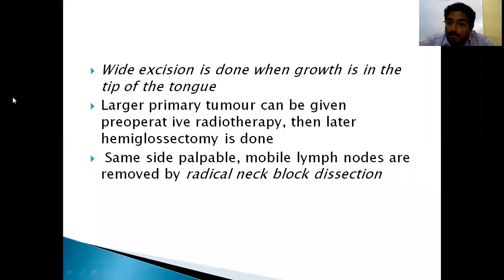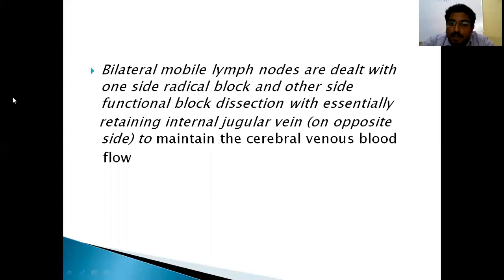Then if there are same side palpable lymph nodes, go for modified radical neck dissection. And with bilateral mobile lymph nodes, on the same side we will go for modified radical neck dissection, and on the contralateral side we will go for functional neck dissection.